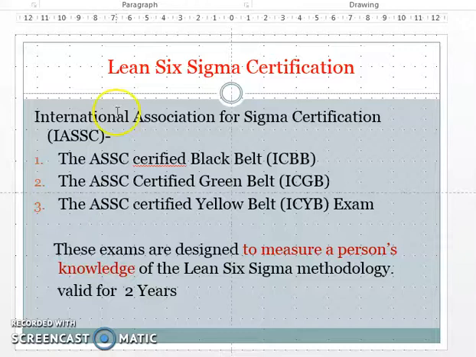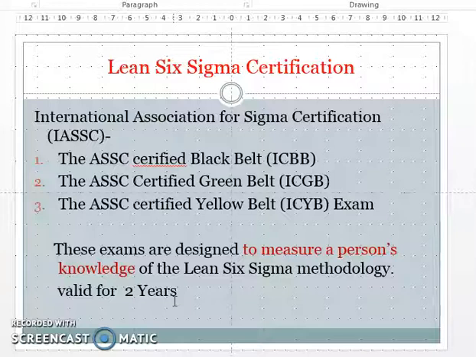And there are certification courses, Lean Six Sigma certification, and this certification is issued by the organization IASSC. There will be certified black belt, green belt, yellow belt examinations, and these exams are designed to measure a person's knowledge of the Lean Six Sigma methodology, and this is valid for 2 years. There is huge demand for these types of experts in industry. As a mechanical engineer, a quality control engineer, you should have knowledge of this.